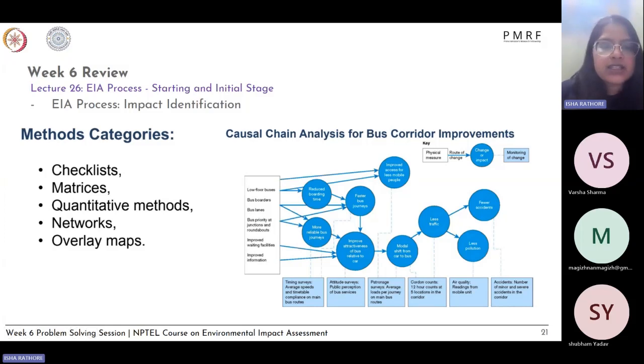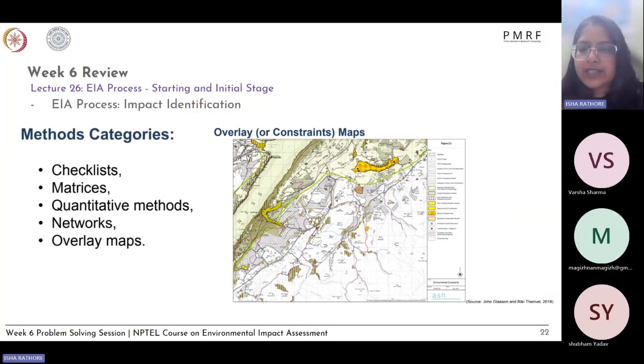So those are networks, and then you have overlay maps, where you overlay which areas are environmental areas, and what constraints they are going to face in particular areas based on the development of whatever infrastructure, utilities plan or development is planned. So you can use overlay maps as well to assess and point out which areas are going to be affected by what, and in what environmental parameter. So these are different methods which can be used for initial impact identification.